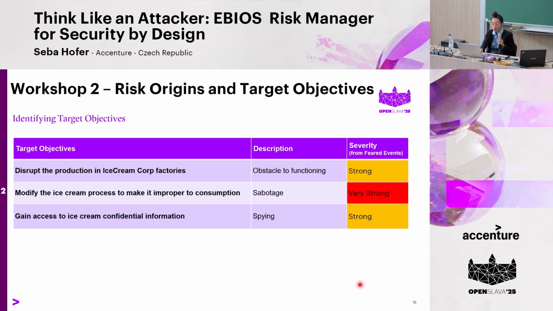And about the target objectives, basically there are 3 we identified: to disrupt the production in the factories, and so the severity is going to be strong. The severity of the target objective comes from the business assets impact, the feared events. To modify the ice cream process to make it improper for consumption, the severity is very strong. And then to gain access to ice cream confidential information, this is going to be strong.